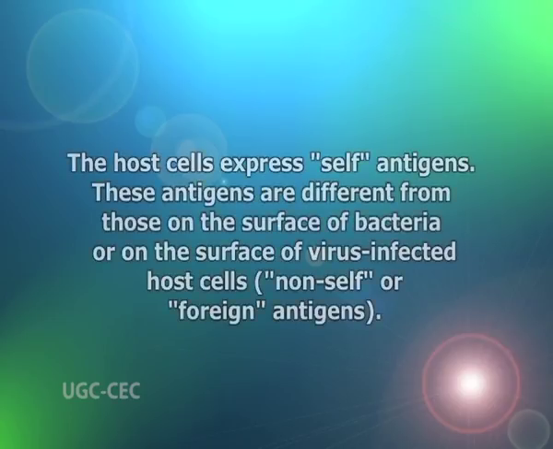Acquired immunity relies on the capacity of immune cells to distinguish between the body's own cells and unwanted invaders. The host cells express self antigens. These antigens are different from those on the surface of bacteria or on the surface of virus infected host cells that are non-self or foreign antigens. The acquired immune response is triggered by recognizing foreign antigen in the cellular context of a danger activated dendritic cell.